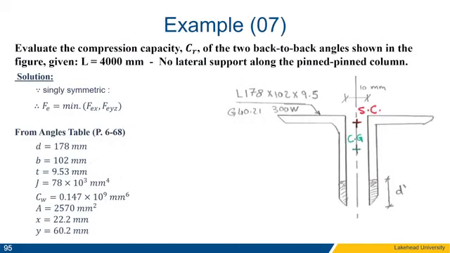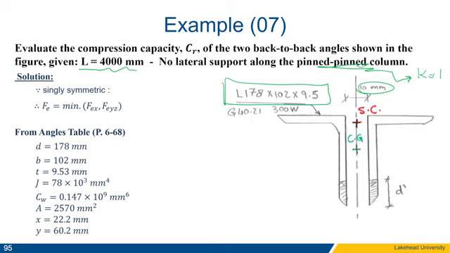Okay? So we have this example. We are required to evaluate the compressive strength of this column. And we are given that the column has a length of 400 millimeters. There is no lateral support along the entire height. We have a pinned column, so in that case K is equal to 1. And we are given the distance between the two angles and the naming of the angle.